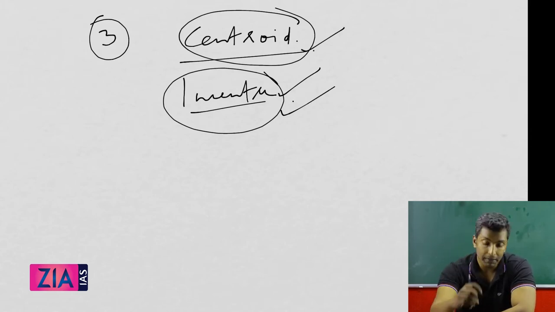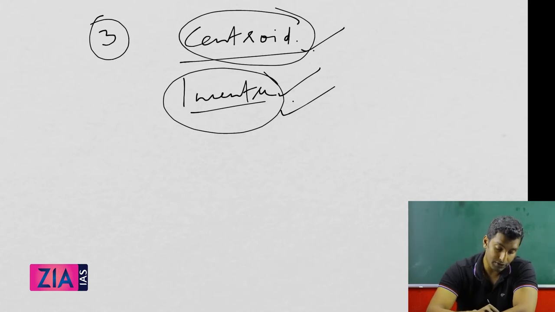Now in this session, we need to discuss the other types. So far we have covered three centers: centroid, incenter and excenter. Now we need to discuss the orthocenter and circumcenter, and after that we'll solve some questions.